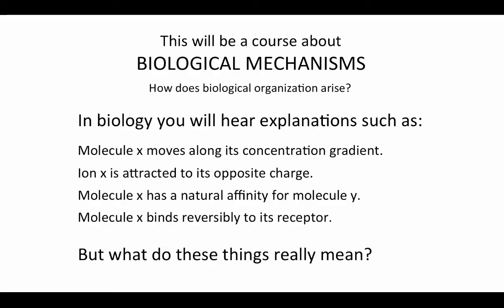As I mentioned on the first day of class, this course is going to be about biological mechanisms. What makes these biological processes go? What makes them work? How does biological organization arise? And as you go through this semester, you'll hear a lot of vague sounding explanations such as molecule X moves along its concentration gradient. Ion X is attracted to its opposite charge. Molecule X has a natural affinity for molecule Y. Molecule X binds reversibly to its receptor.